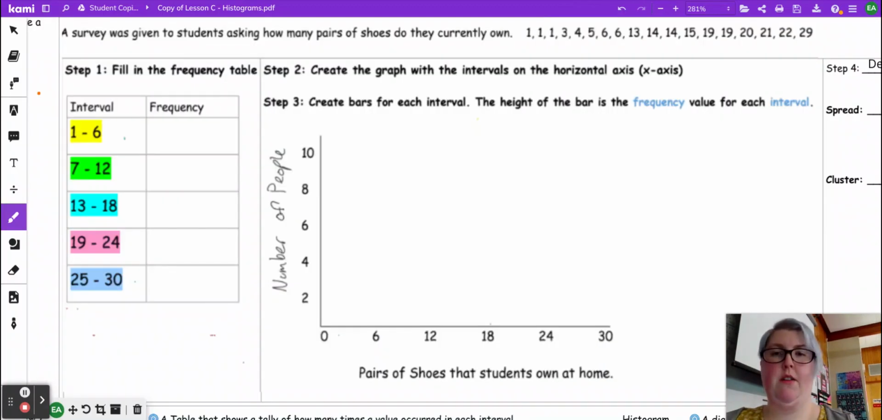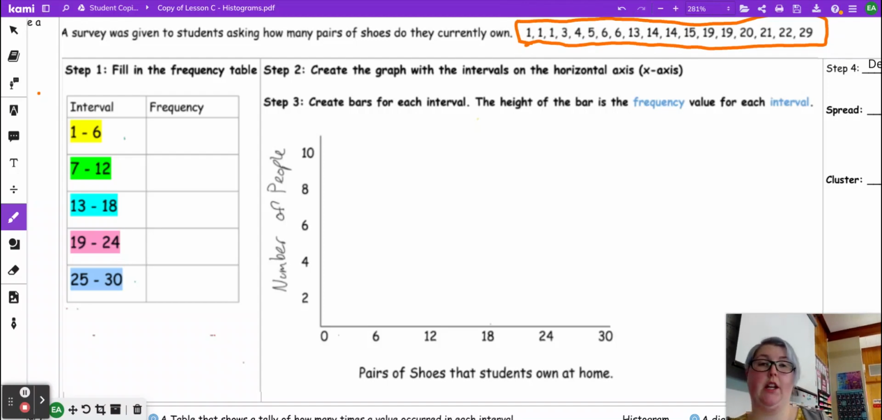All right, now we have a survey of students. Here is your data set: the number of shoes that they currently own. You can see this data is already organized from least to greatest. Now we are going to fill in a frequency table. That is just a way to have these categories and count how many of our data set fall into each category.